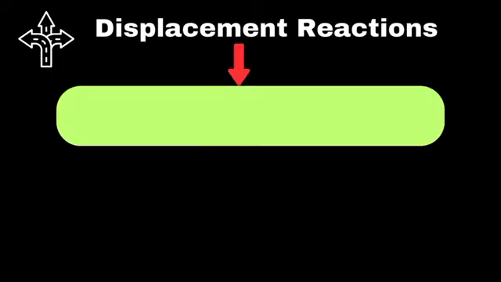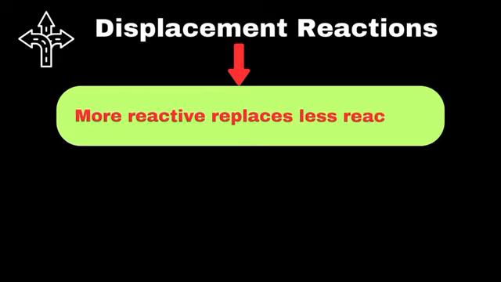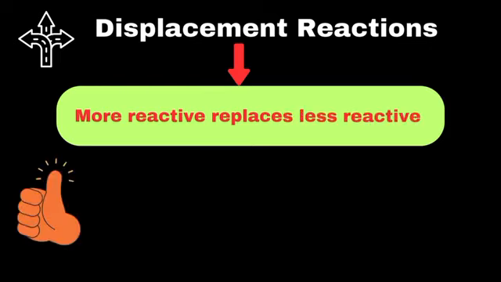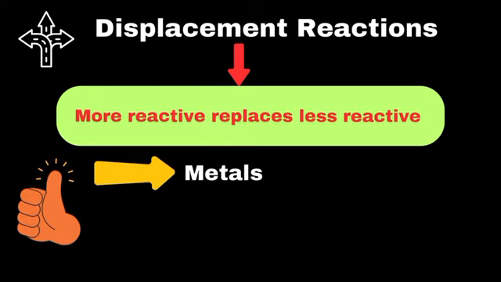Another type of inorganic reactions is displacement reactions. These reactions occur when a more reactive element replaces a less reactive element in a compound. These reactions are simple to understand once you know the reactivity series of metals or halogens.